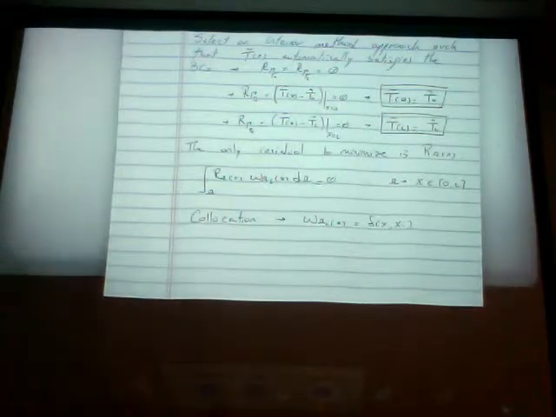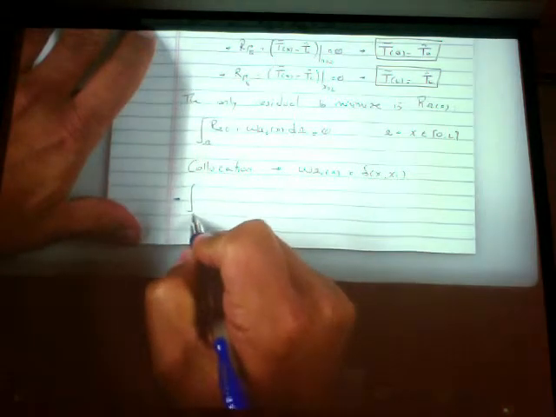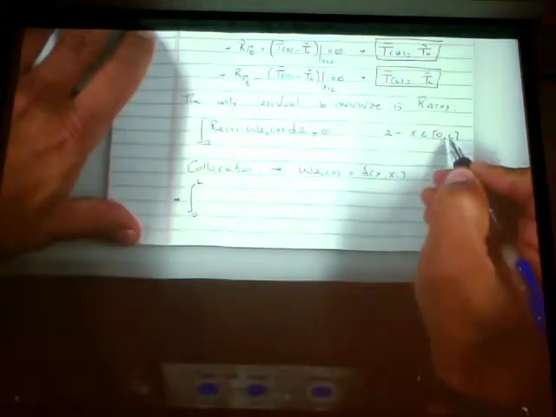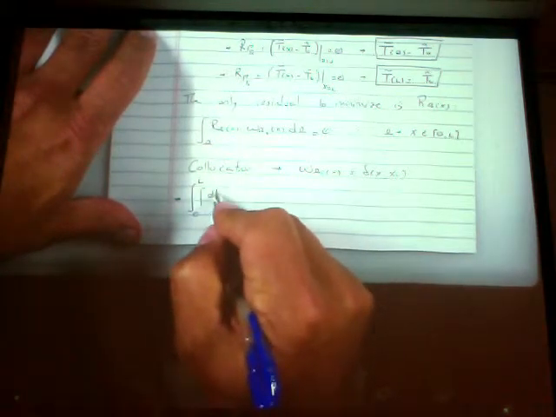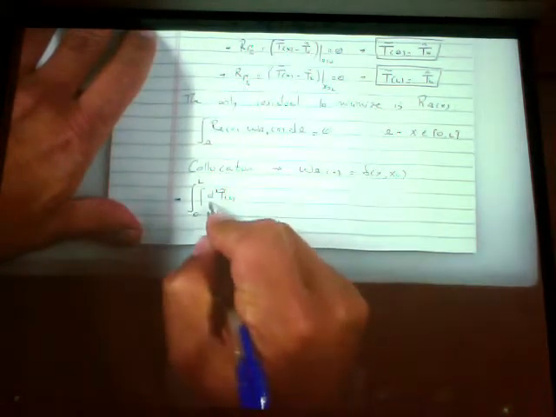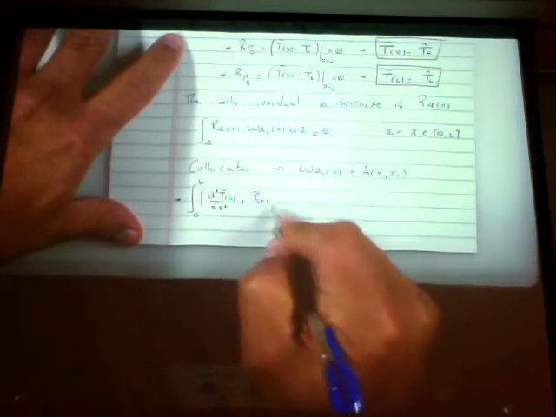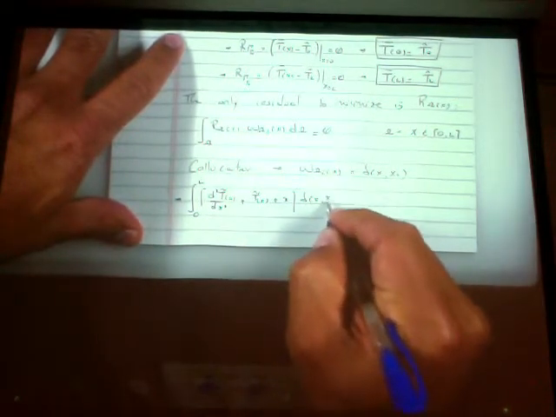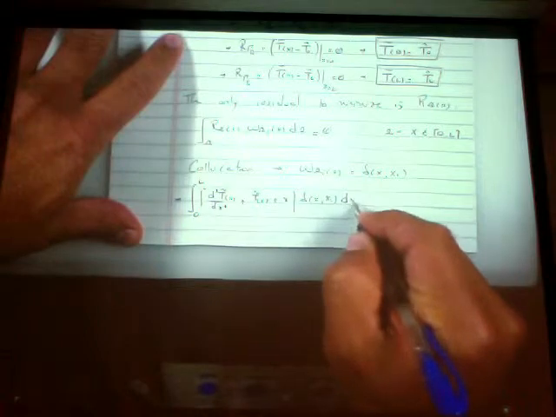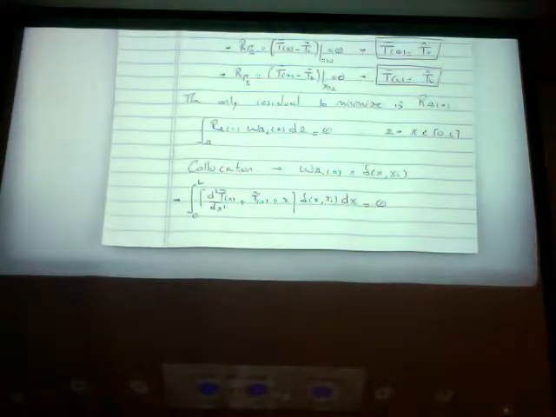So now this becomes the integral from 0 to L, that's the domain, of the residual, which is the second derivative of the approximate solution plus the approximate solution plus x times the Dirac delta function of x minus xi, dx, which must be equal to 0. Okay, that's pretty standard. This is what we've done so far.